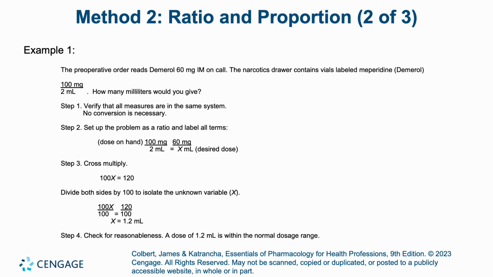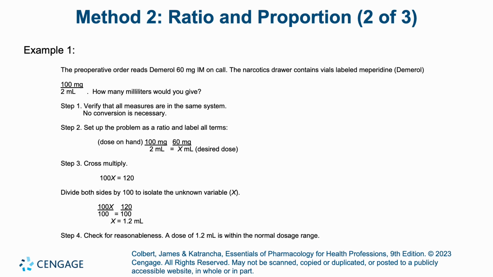The dose on hand is 100 milligrams over 2 mLs, and the desired dose is 60 milligrams over X mLs because X is what we're trying to solve for. Step 3, we're going to cross multiply, and what we end up getting from that is 100X equals 120 because we multiplied the 2 mLs by the 60 milligrams. Then we divide both sides by 100 to isolate the unknown variable.